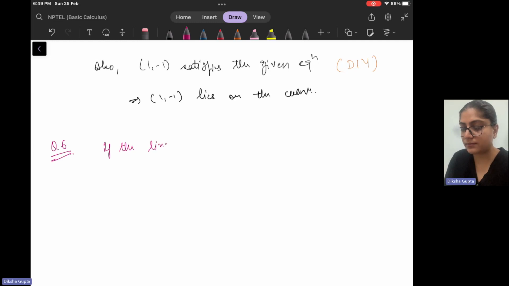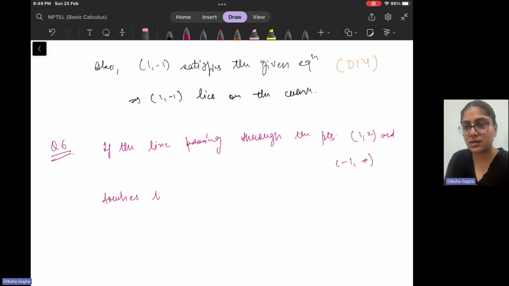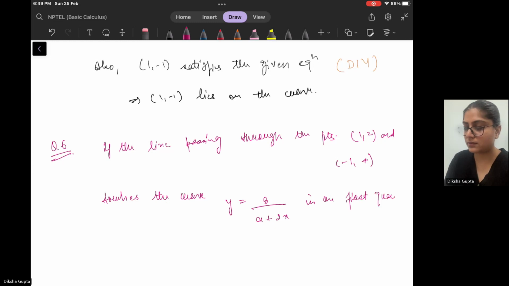If the line passing through the points (1, 2) and (-1, 4) touches the curve y equals 8 upon a plus 2x in the first quadrant, then a is?